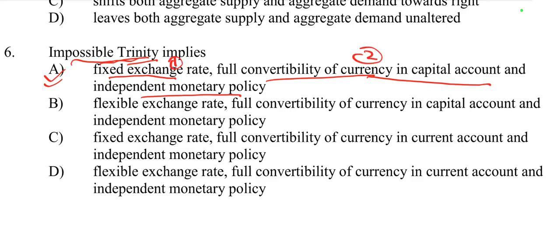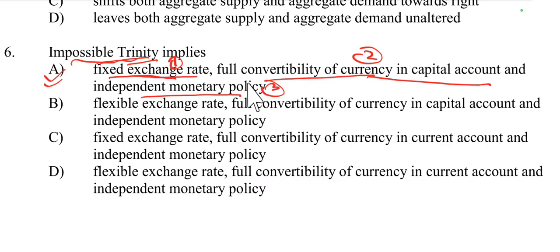1, 2 and 3. But a country can achieve only 2 policies at a time, not 3 policies. So first one is fixed exchange rate: maintaining a stable exchange rate with respect to another currency. So it is called fixed exchange rate.